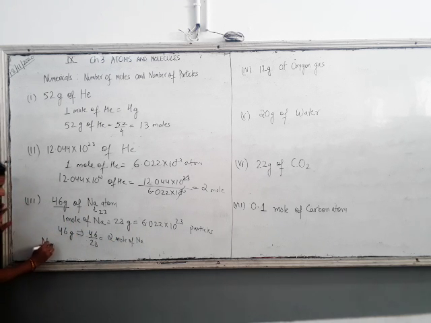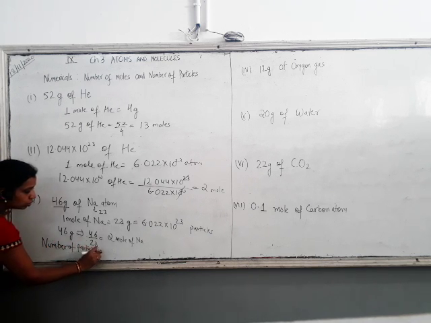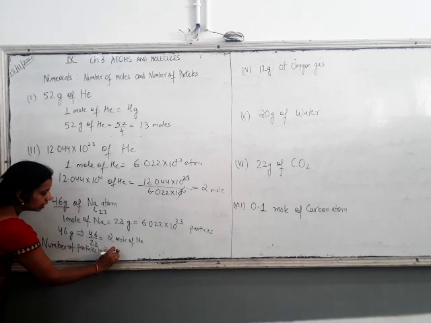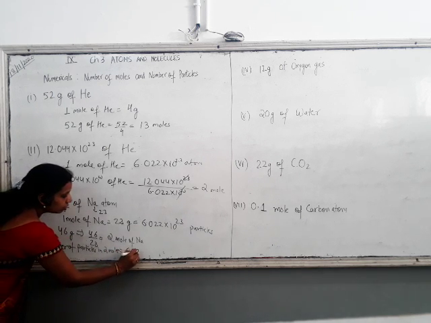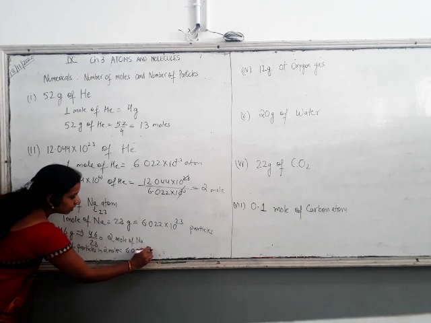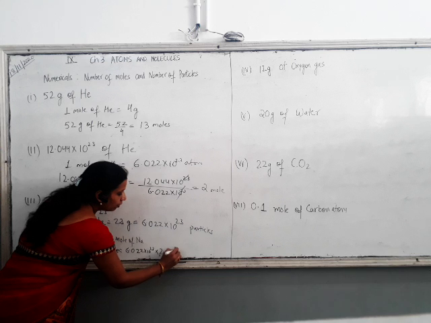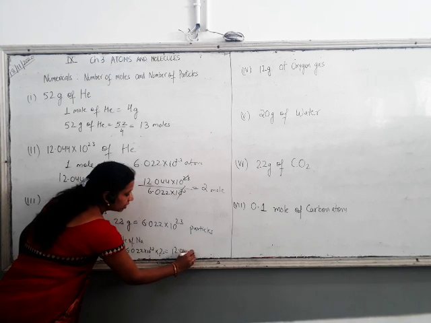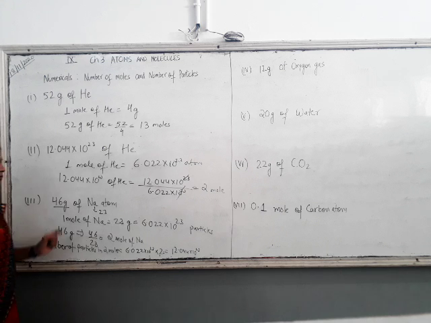So the number of particles in 2 mole is the Avogadro number, 6.022 × 10^23, into the number of moles. So we'll get 12.044 × 10^23 particles present in 2 mole of sodium.